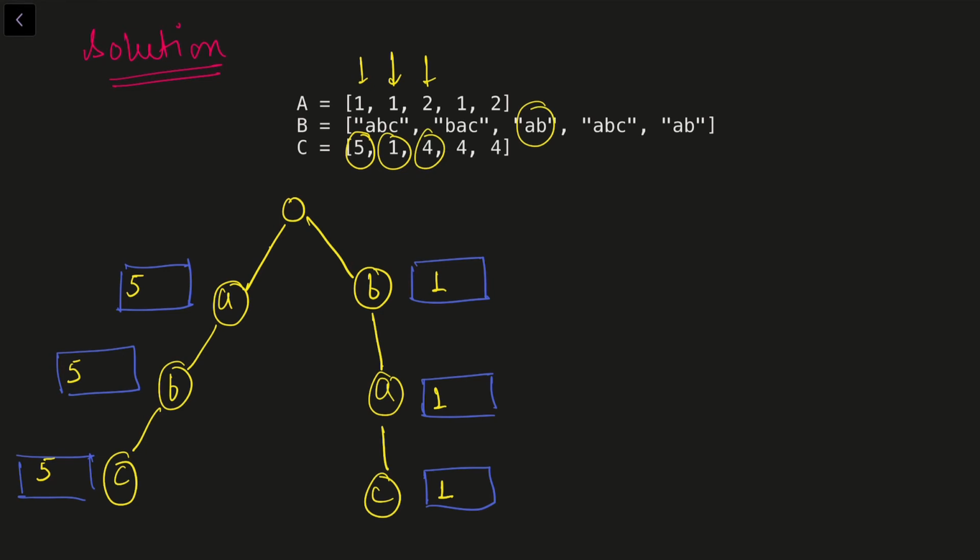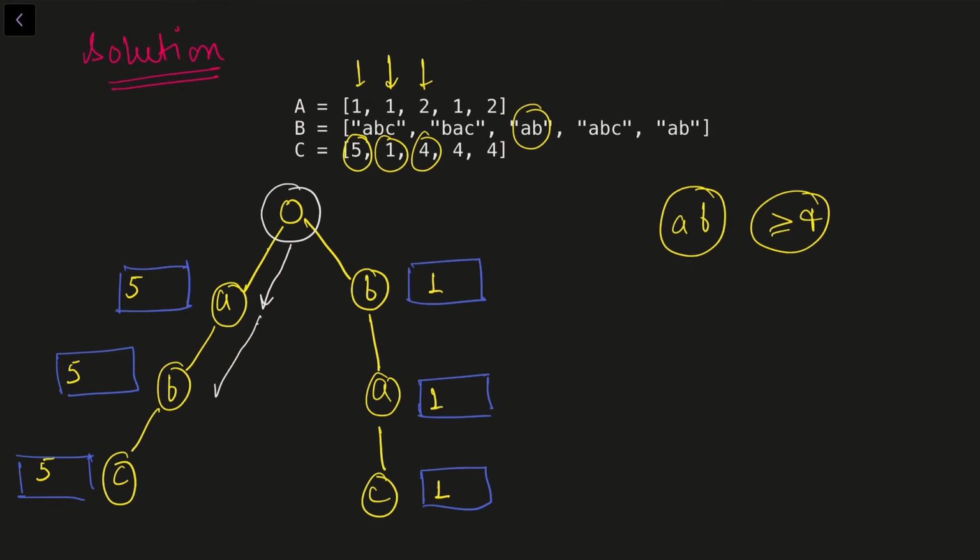So I need to find all the strings which have prefix AB and key greater than or equal to 4, right? So in this try, I'll go from this node. I'll see that we have a child which is equal to A, then I'll move on to that child, and then I'll see that I have a child which is equal to B, then I'll move on to that child.